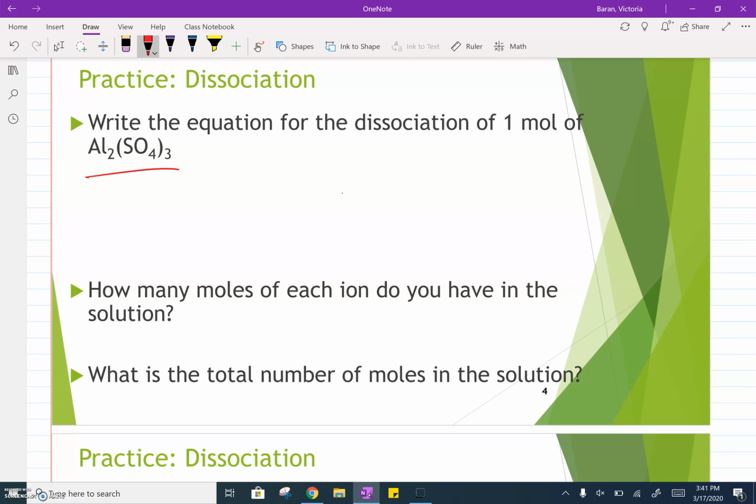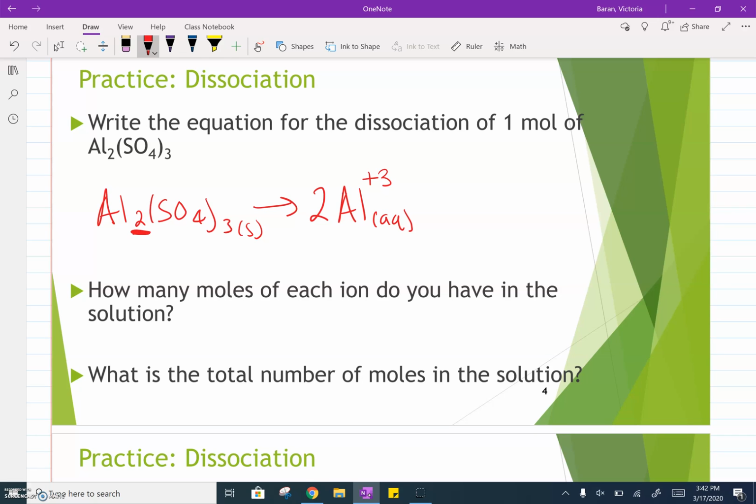So we have aluminum sulfate. All right, and again, that is a solid. And we're going to put that in water, and it will disassociate into its individual ions. So we have aluminum, and on your periodic table, this would have a charge of +3. It is aqueous because it is an ion that's dissolved in a solution. And we can presume that that would be water. And again, we have 2 of those. So I'm going to put a 2 in the front here.